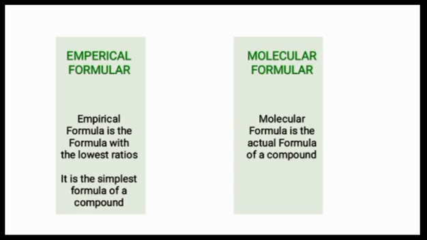Empirical formula is a formula with the lowest ratio. It is the simplest formula of a compound, whereas molecular formula is the actual formula of a compound.